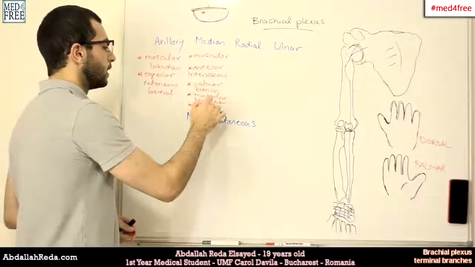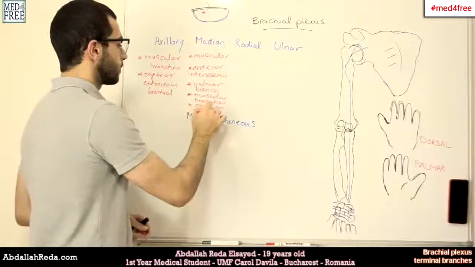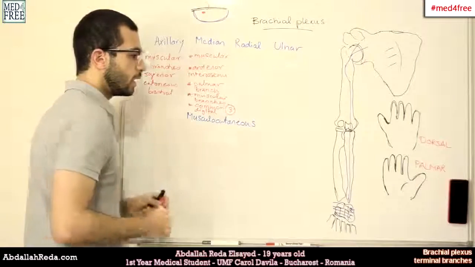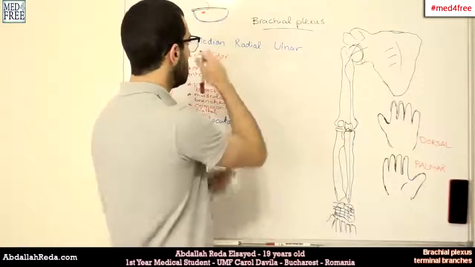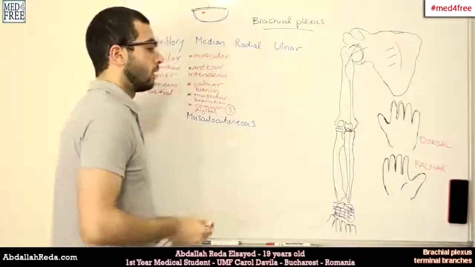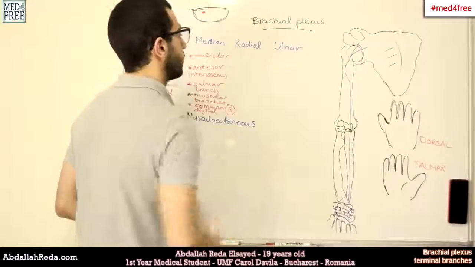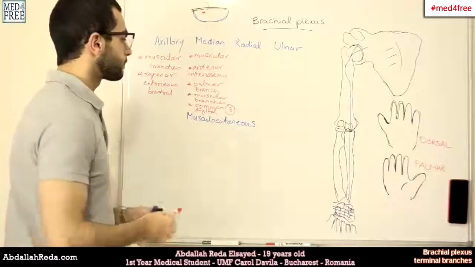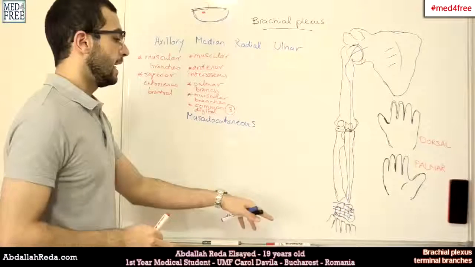and we have common digital branches, 3 of them. And I'll show you the pattern of the innervation of the median, radial, and ulnar nerves in the dorsal and palmar sides of the hand after we're finished with the course throughout the upper limb. Also, the median nerve innervates some lumbricals and some interosseous muscles in the hand.